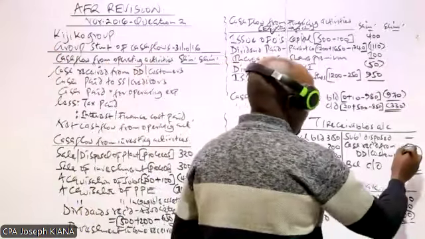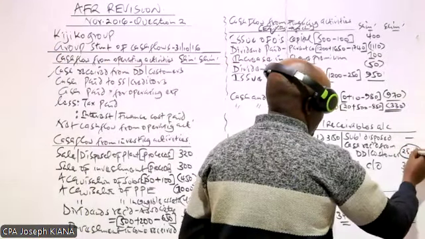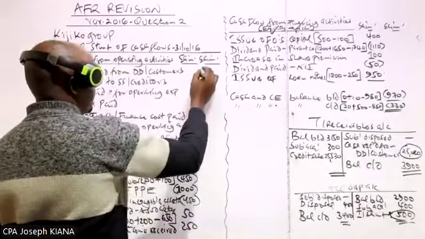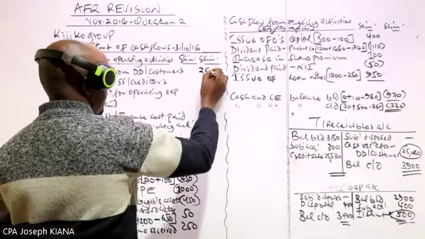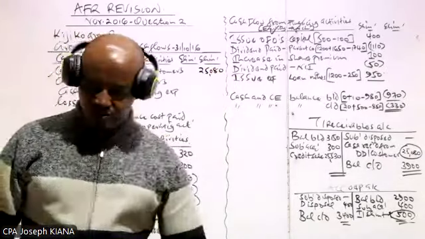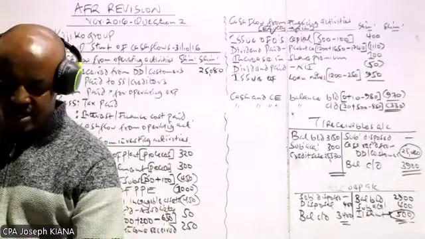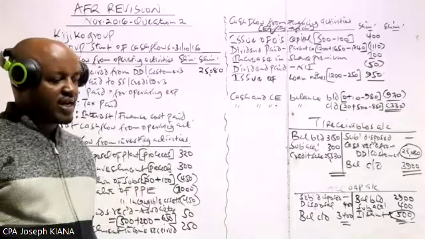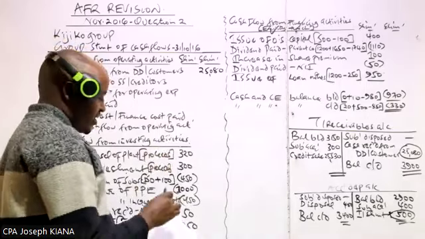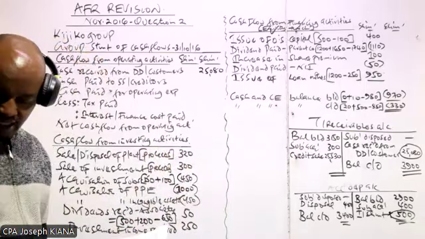What are you getting here? I'm getting a figure of 25,080. So that's basically how we determine the cash received from debtors or customers. So the computation of that one is quite simple and also straightforward.